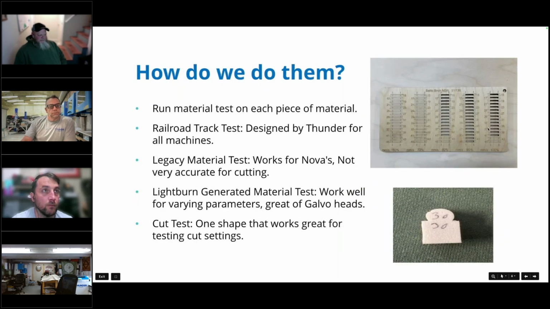So how do we do them? Well, we run a material test on each piece of material. What I call the railroad track test, it's designed by Thunder for all of our machines, and that's this photo here. If you look at it, to me, it looks like railroad tracks.